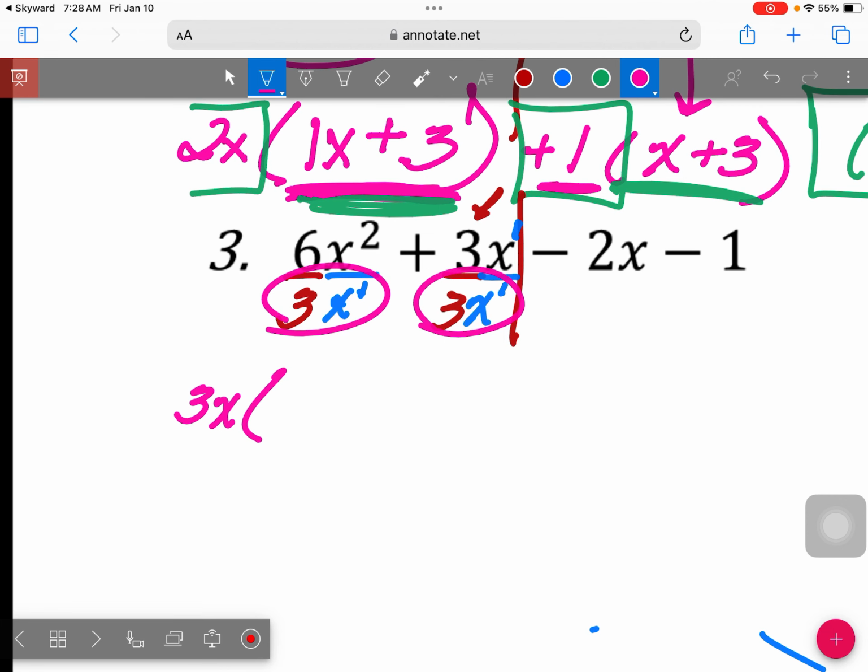And big parenthesis, and now we divide. 6 divided by 3 is 2. X squared divided by x to the first, you subtract your exponents, and you get x to the first. Plus 3 divided by 3 is 1. X divided by x simplifies to be 1, and 1 times 1 is 1. There's your factorization for the first 2.